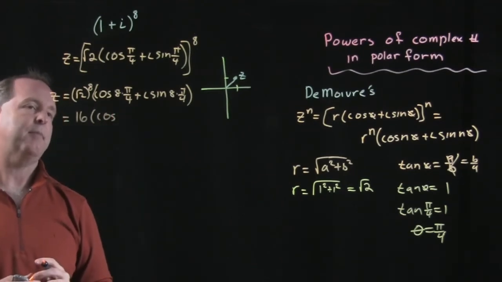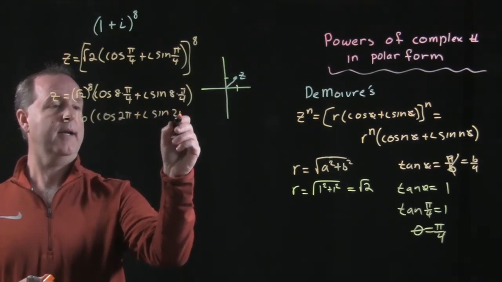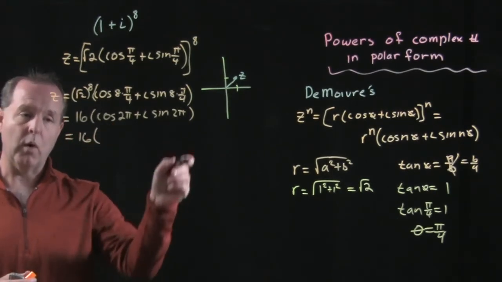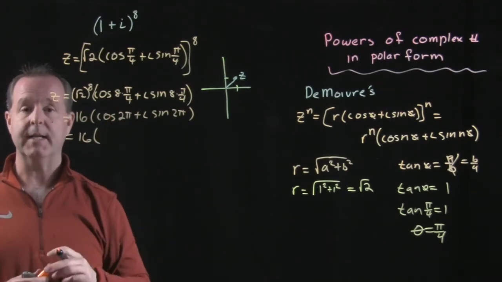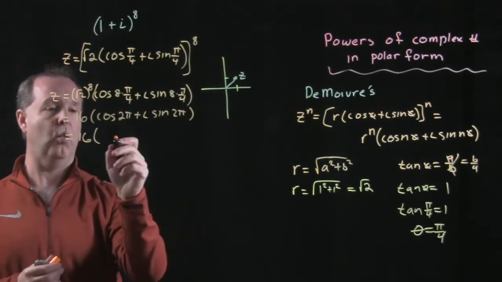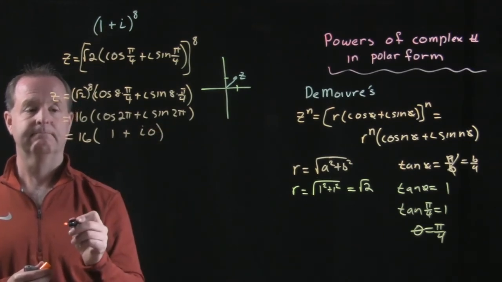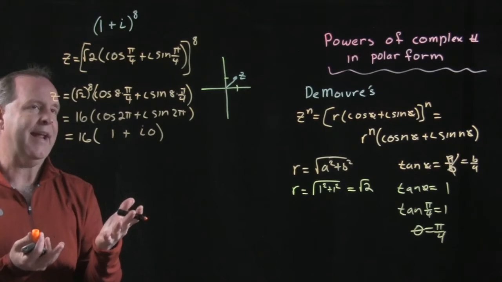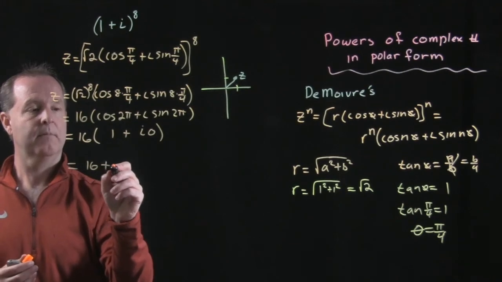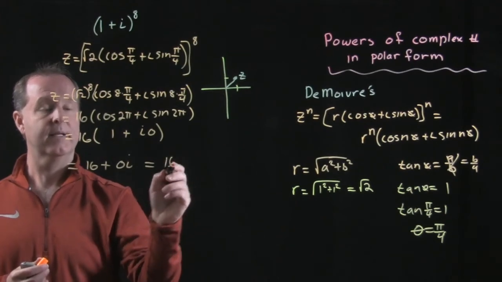Cosine of 8 times pi fourths is cosine of 2 pi, plus i times sine of 2 pi. Cosine of 2 pi is one time all the way around the circle. Cosine represents the x-coordinate on the unit circle, and the x-coordinate at that point is 1. The sine at that point is 0. So my final answer, written back in rectangular form, is 16 plus 0i, or it can just be written as 16.